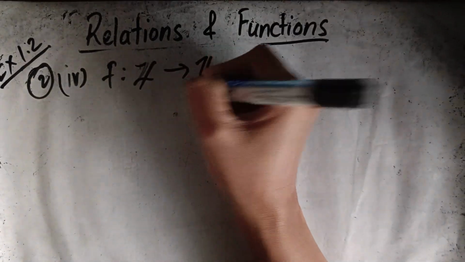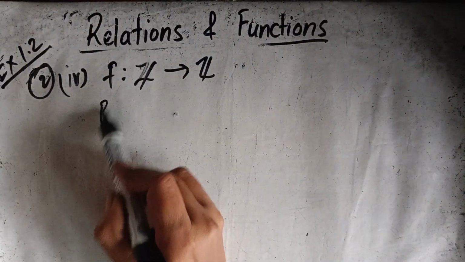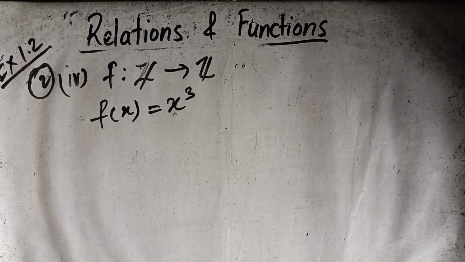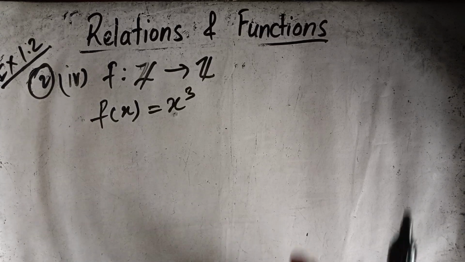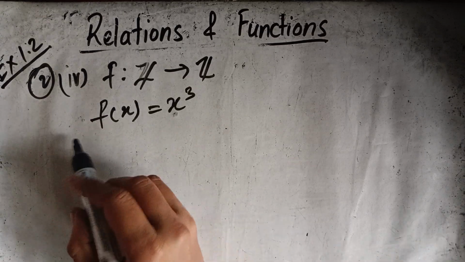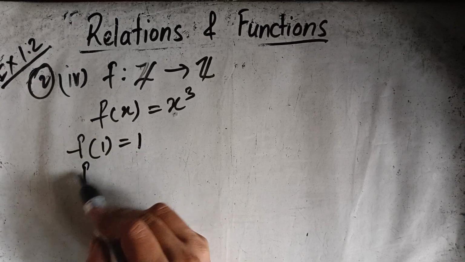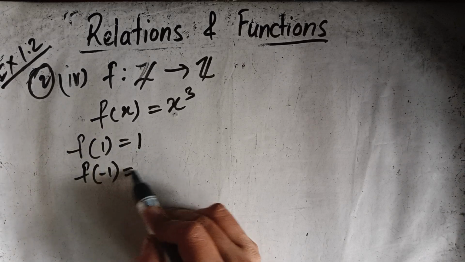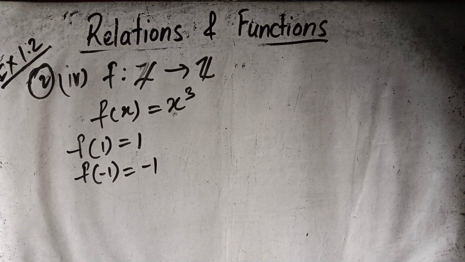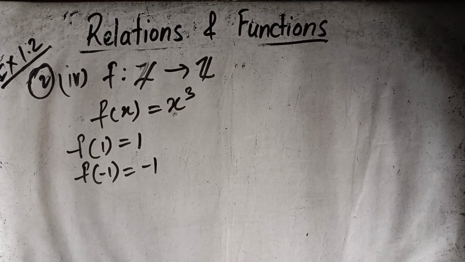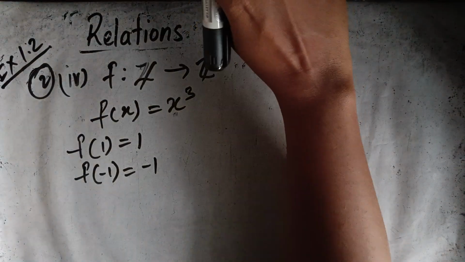Integers means all positive and negative values. F of x is equal to x cube. Now we know that the cube of a negative number is negative, right? So f of 1, if you take, you will get 1. F of -1, you will get minus 1. So this is becoming 1 1.